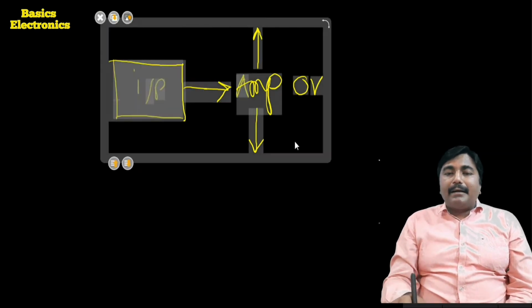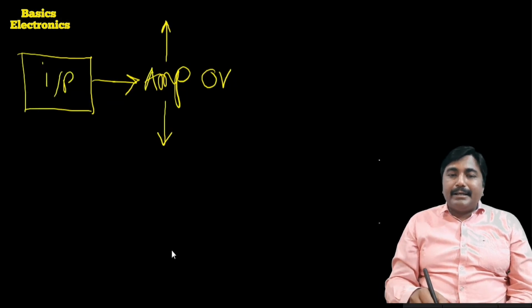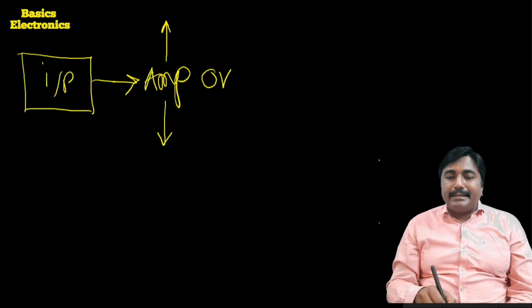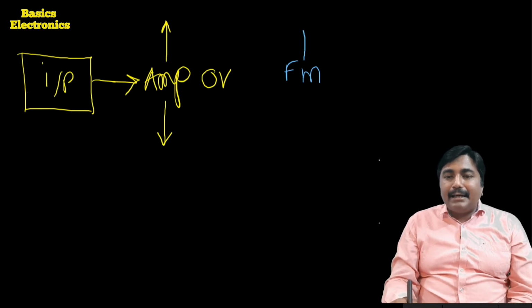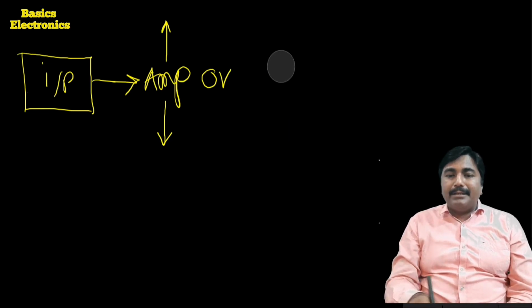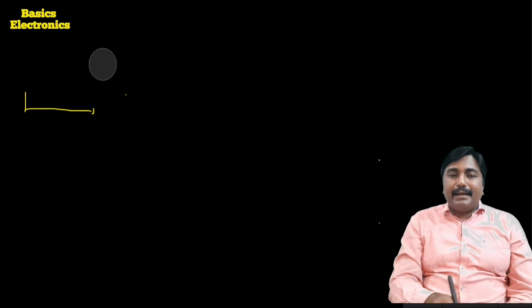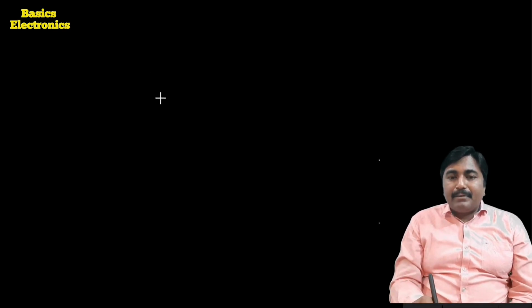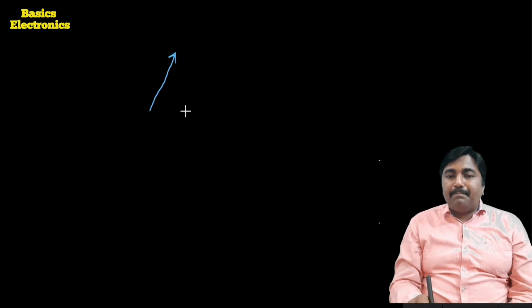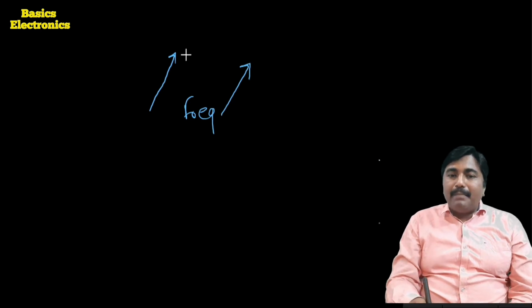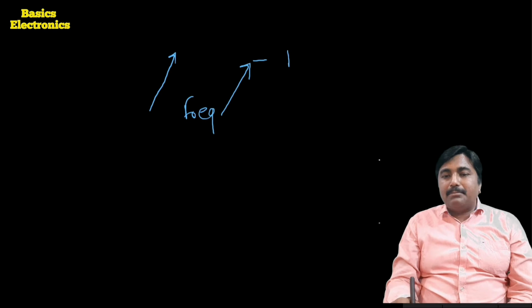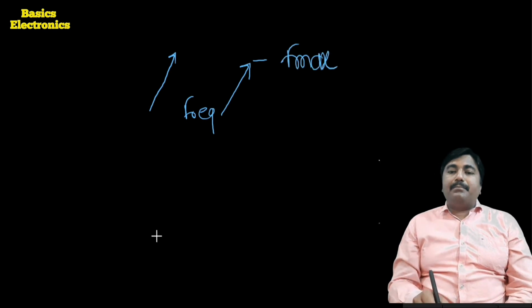Here the modulating signal increases or decreases. As the modulating signal increases or decreases, the FM signal, or you can say the carrier signal frequency, also increases and decreases. If we draw one simple diagram, then if the amplitude is increasing, the frequency is also increasing. If the amplitude is at maximum peak value, the frequency is maximum, that we call F maximum.